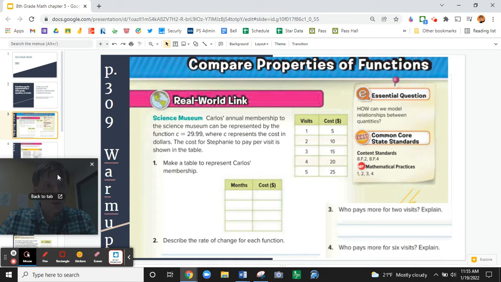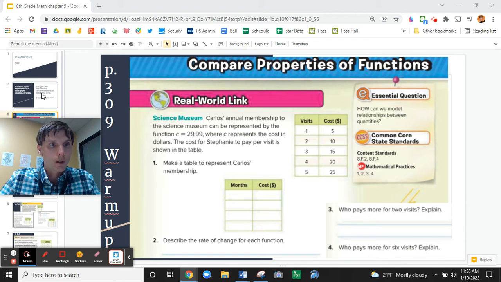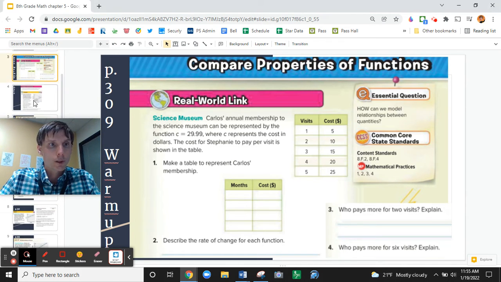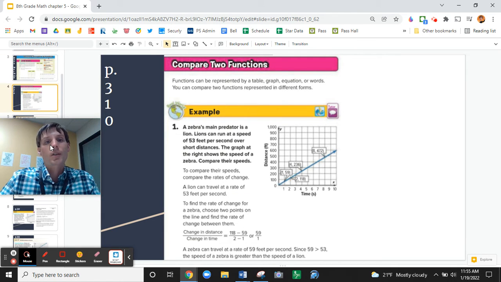All right, so going to our next page here. I won't go over this one too much in detail because it's already in detail in your book. But on 310, they compare a couple things here. We have a zebra's main predator is the lion. Lions can run at a speed of 53 feet per second over short distances. The graph to the right shows the speed of a zebra. Compare their speeds.